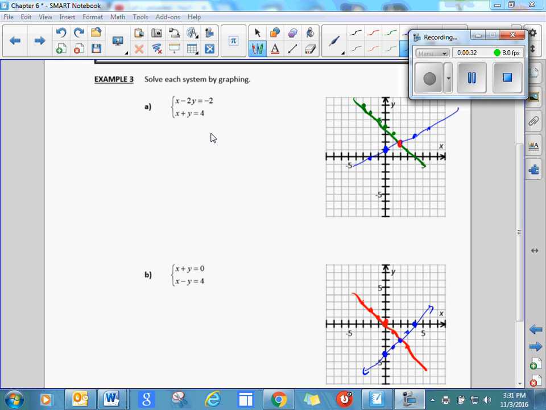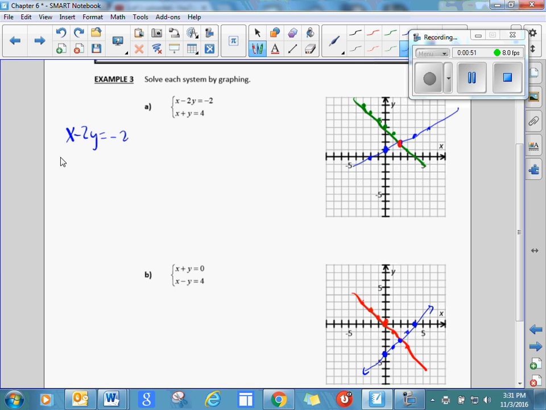So just ignore my graphs for a minute. I tried to see if I could possibly draw straight lines while I wasn't under pressure talking to y'all, but it didn't work. So the first thing we're going to do is put these in slope-intercept form so that we can quickly graph them. So x minus 2y equals minus 2.